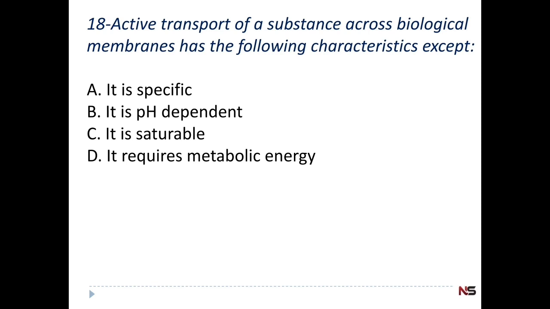I just described active transport, that's all. So it requires metabolic energy, that's correct. And here the question is, what is the false one? It requires metabolic energy, it's correct. It is saturable, it's also correct. It is specific also. The correct answer here is the exception: it is pH dependent. So the correct option is B. Active transport has the characteristics A, C, and D, but it doesn't have this characteristic: it is not pH dependent.